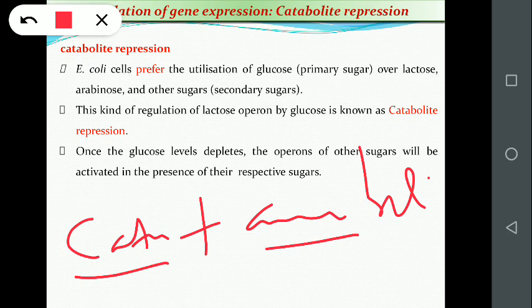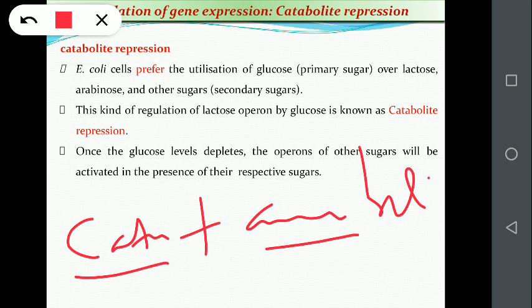In fact, if glucose is present along with any other sugars, which are known as secondary sugars, then the bacteria always prefer to use glucose as the primary source of energy. Once the glucose is depleted, only then does it shift its attention towards the remaining secondary sugars. So the first priority is for glucose, and the second priority goes to the remaining sugars except glucose. That is the catabolite repression.